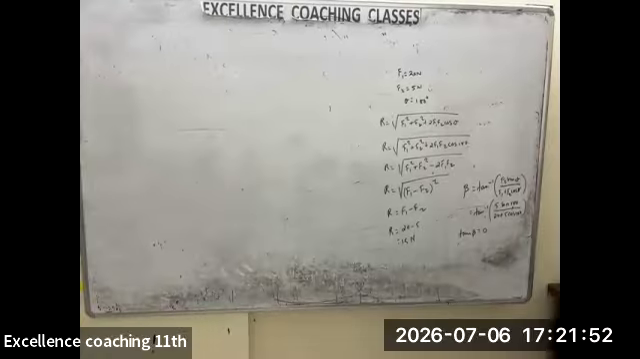Two forces, 10 Newton and 14 Newton, are acting upon a body. What can be the maximum and minimum resultant force on the body? Can you tell me when the force will be maximum? Just think and tell me when the force will be maximum.